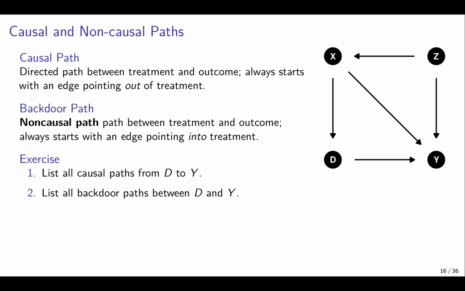So remember, the causal path is going to go with the flow. It starts at D, it follows the one-way signs, and it flows into Y. A backdoor path does not go with the flow in the sense that it always begins by going against the flow and following an arrow from D back to something else that points the wrong way.